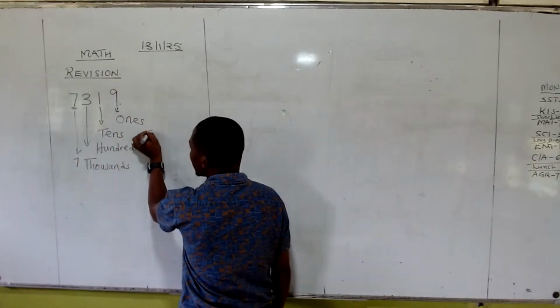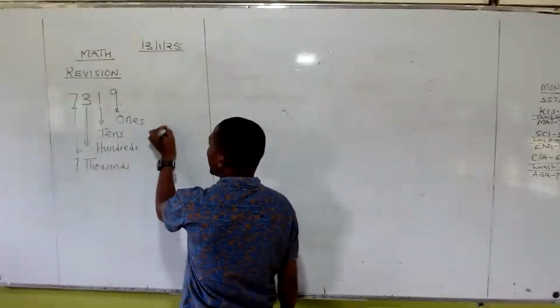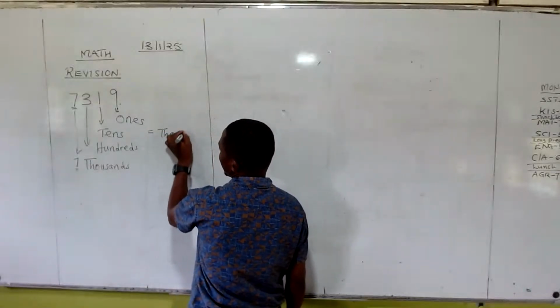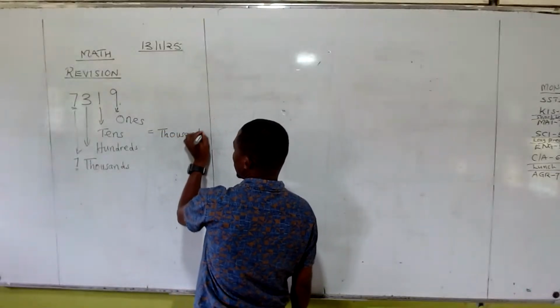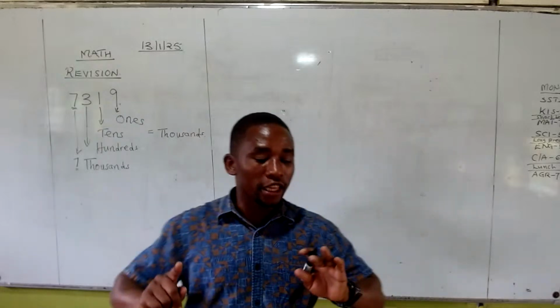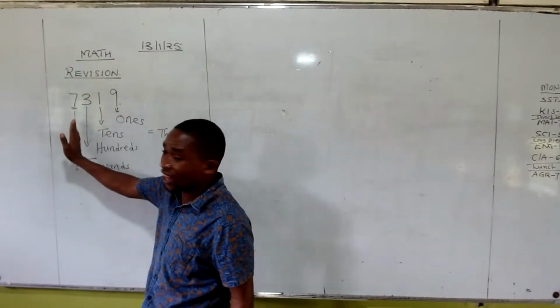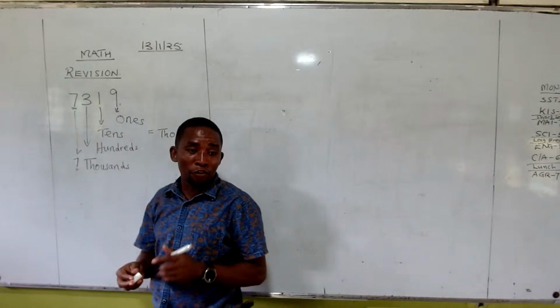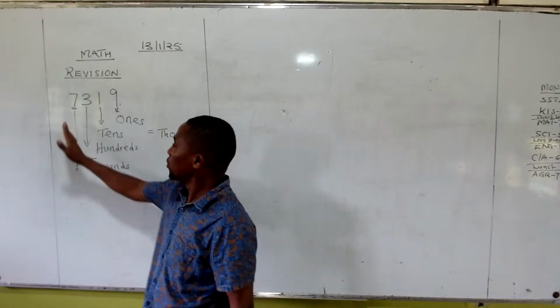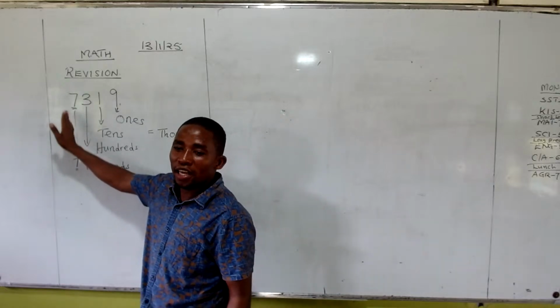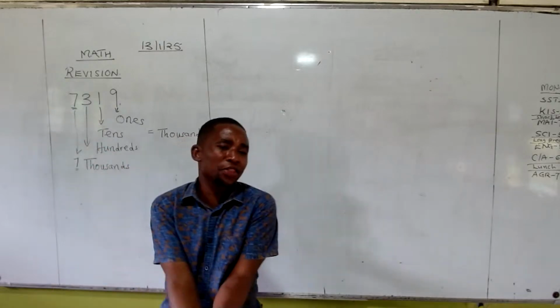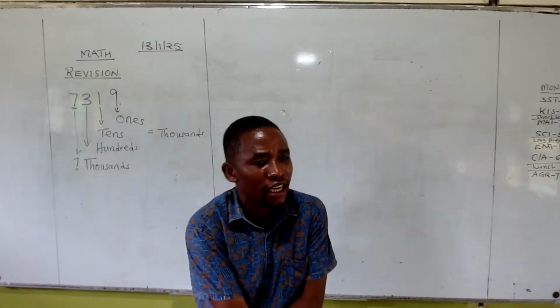So you come here and say the position of digit 7 is 1,000. In grade 5 nothing will change, the numbers will just increase. From 1,000 you know very well, what do we go to? From 1,000, what is the next number? Tens of thousands. And that's what we are going to look at in grade 5.